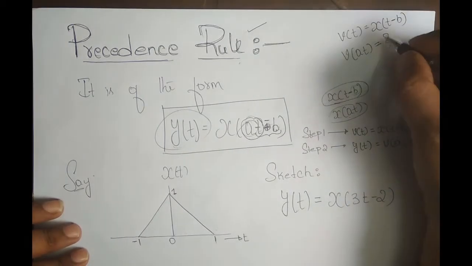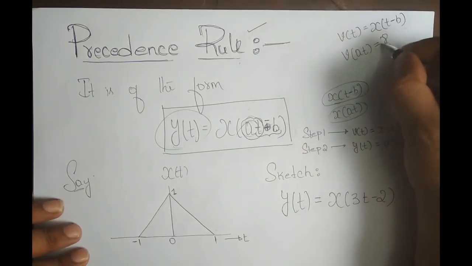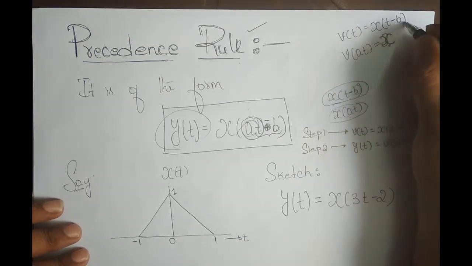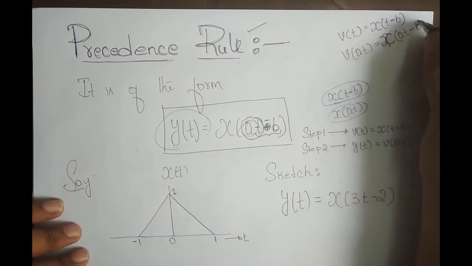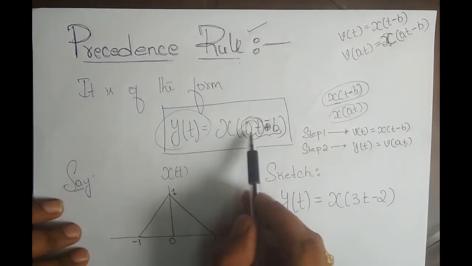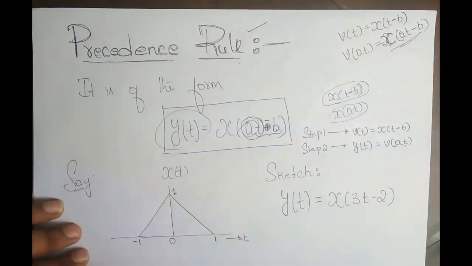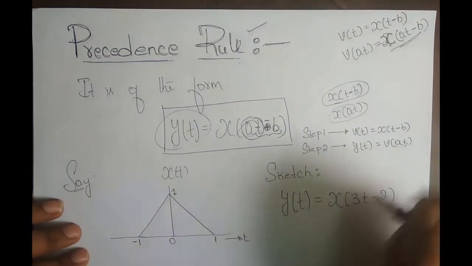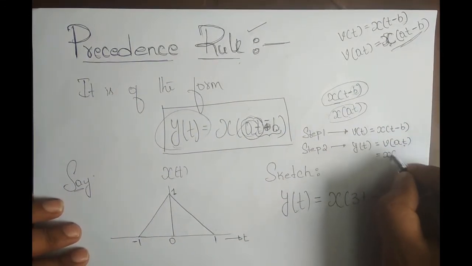So shall we do that? In this equation, wherever t is there, I have to replace it by at, so x of at minus b. So what I needed was x of at minus b, and what I got is x of at minus b, right? So this is nothing but x of at minus b.